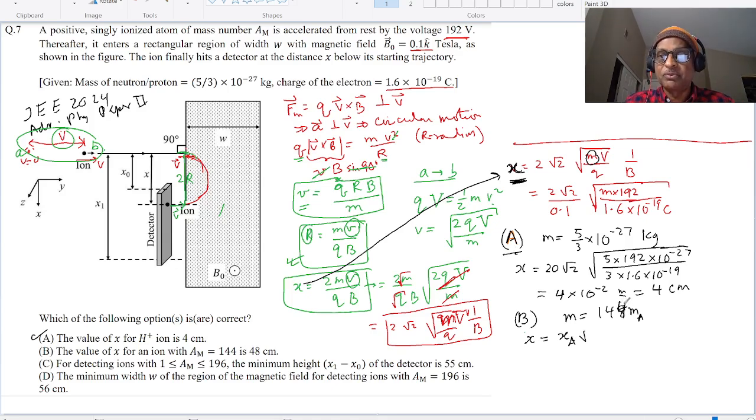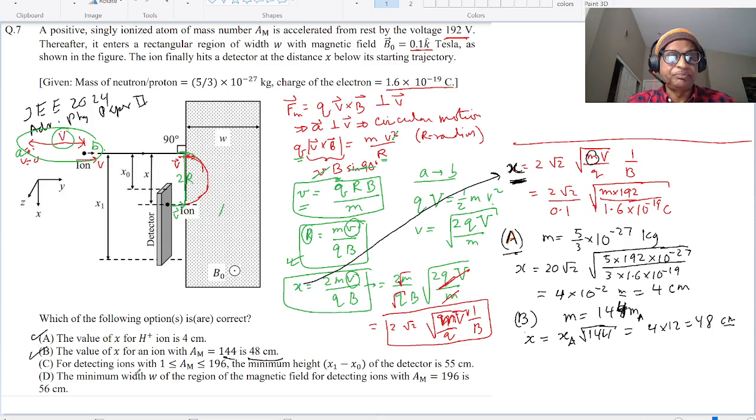So x here will be x for part A, 4 centimeter, times the square root of 144, not 48, 144. So that's 4 times 12, which is 48 centimeter. So that also is correct.